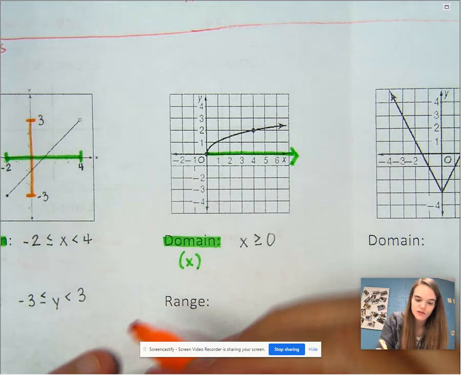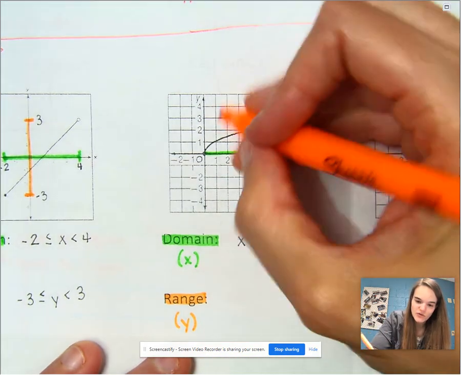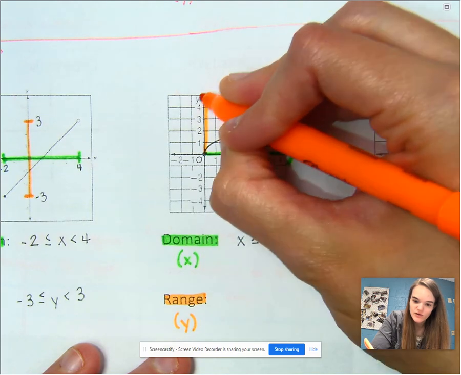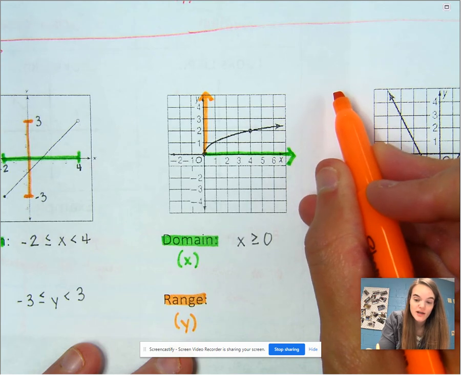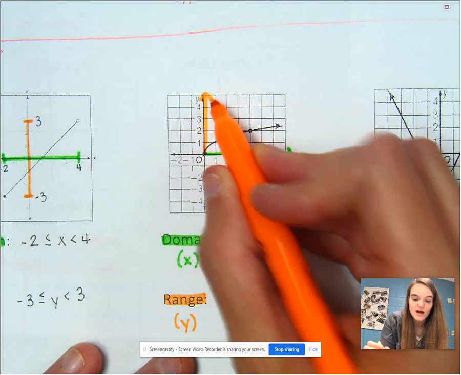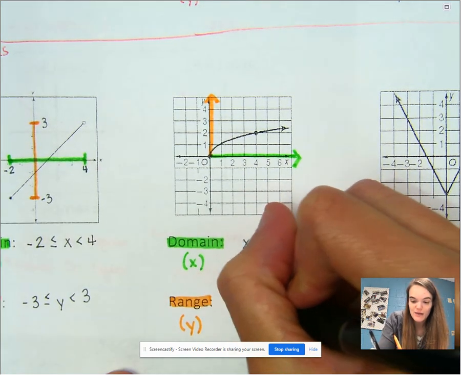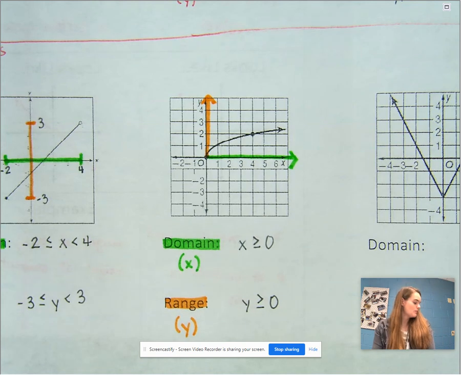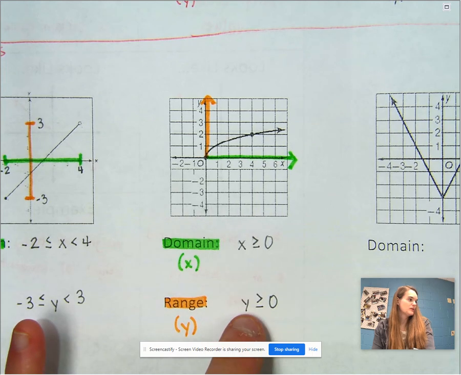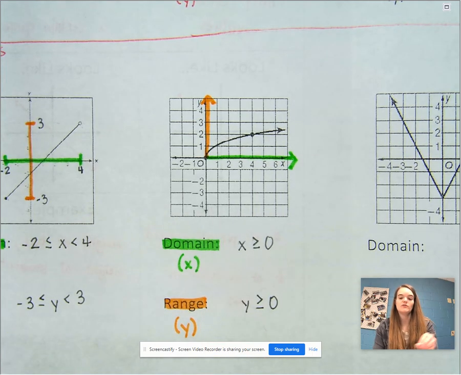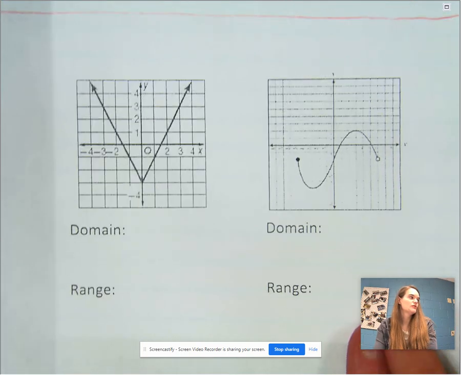Okay, now let's look at range, which is y's. Again, this starts right here, and it goes, notice, you can't see it right here yet, but it eventually will get up there. It's going to keep going all the way up, so range is also, it's y, but it's also greater than or equal to 0. So it is either a compound inequality or just a plain inequality. It is a set of numbers, though. I want you guys to try domain and range for these two.